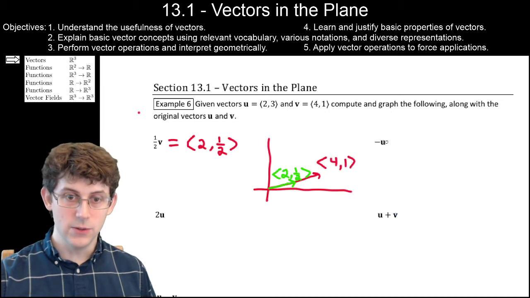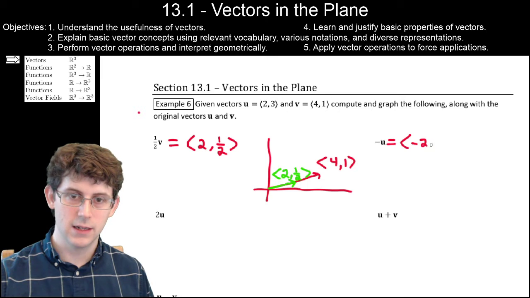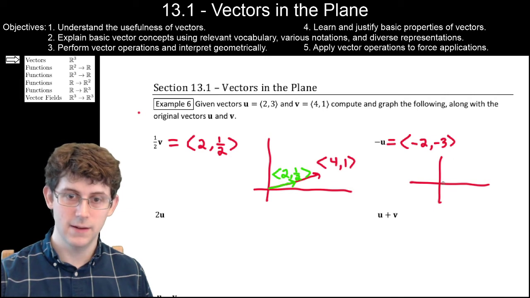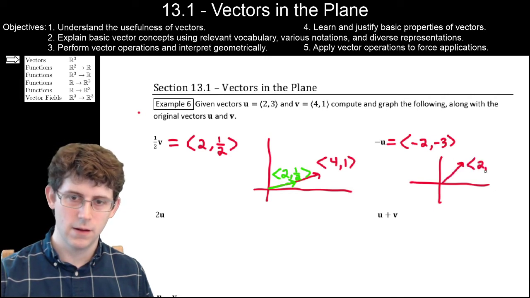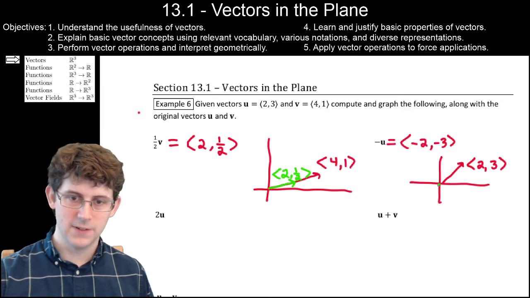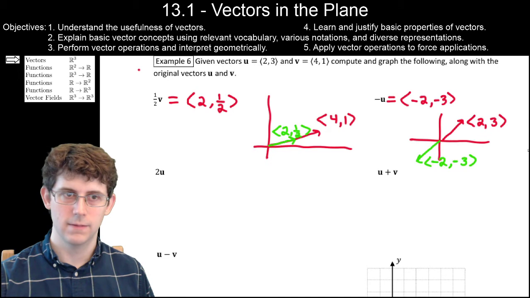Okay, minus u. Minus u is you go into u and you negate all of its components. What does that look like? Well, you had a vector that went right 2 and up 3. The new vector minus u goes left 2 and down 3. So it's the same vector, but flipped around in the opposite direction.